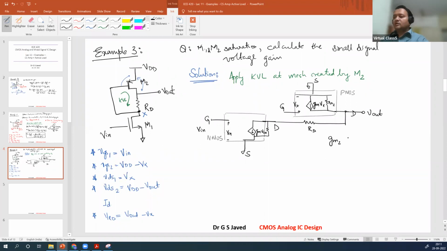gm2 Vx plus V out by RO2. V out by RO2. gm VGX plus V out by RO2. Then do we have any other mesh here? No.